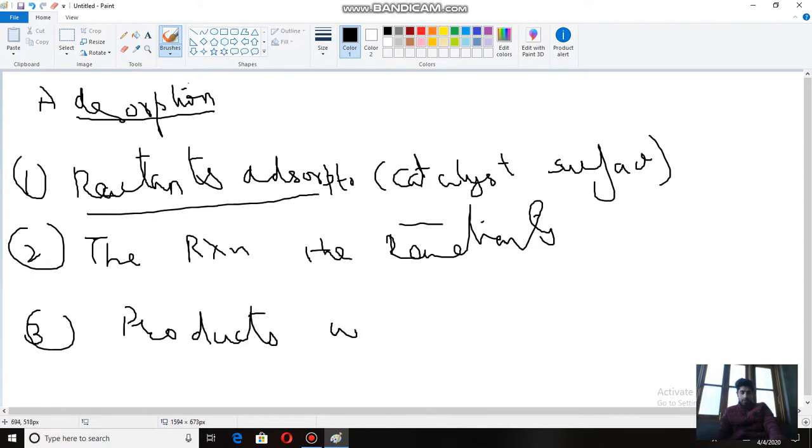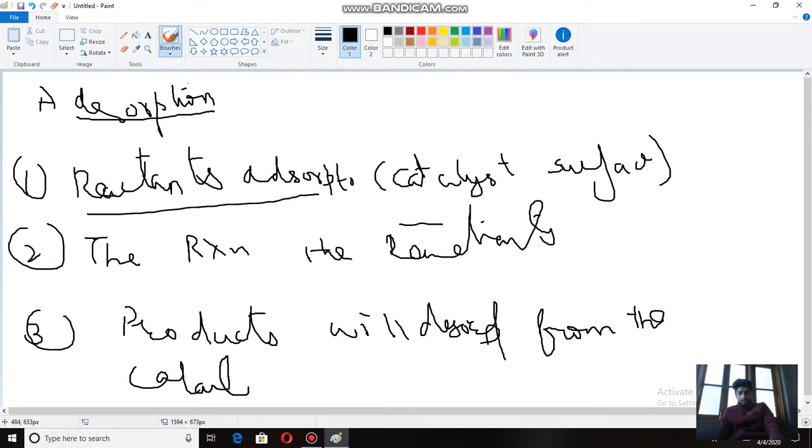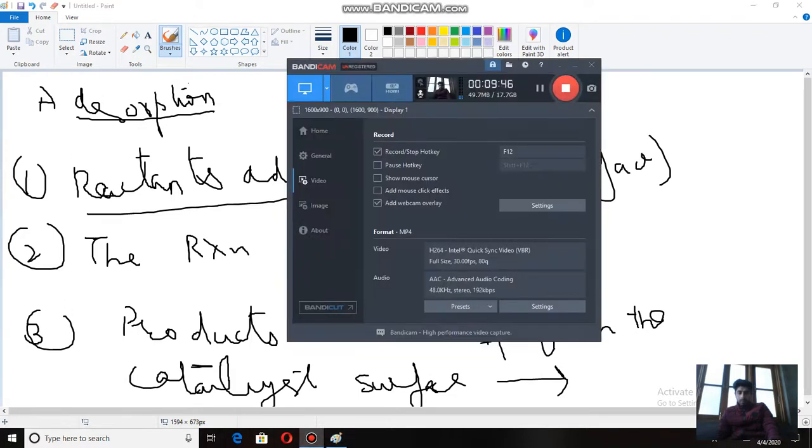These products will desorb from the catalyst surface, and we'll get new space for new reactants over there. This is all for these two types of catalysis.